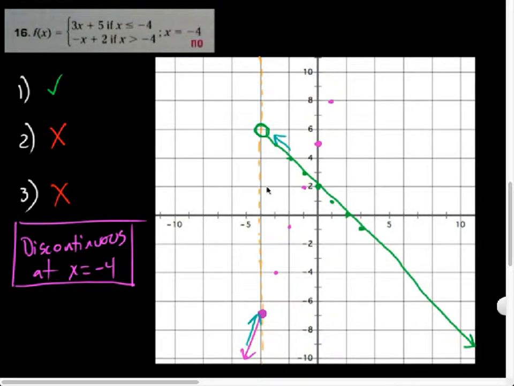Little side note: what about at x equals 3, right here? Would this pass the continuity test? Does it exist at x equals 3? Yes. Does it approach the same number from both sides? Yes. Is the number it approaches from both sides the same as the number it is at that point? Yes. So it would be continuous at this point, or in fact any other point besides x equals negative 4.